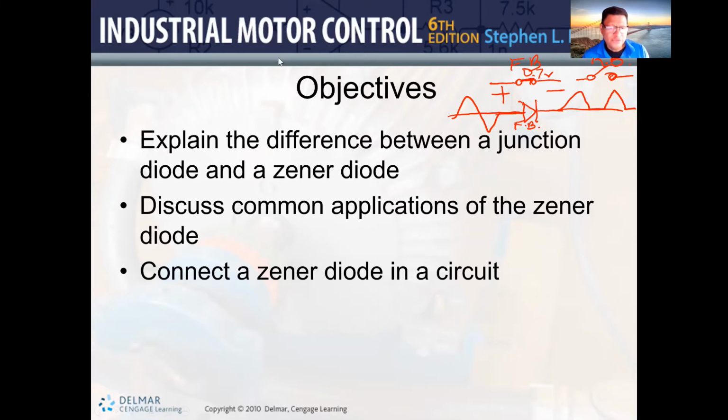Now, the Zener diode, on the other hand, is just a regular diode, but instead of working forward biased, it's going to work when it's reverse biased. And that's what we are going to be getting into this morning, okay? So also we are going to be discussing common applications of the Zener diode. And also I'm going to do a simulation of the Zener diode in a circuit.